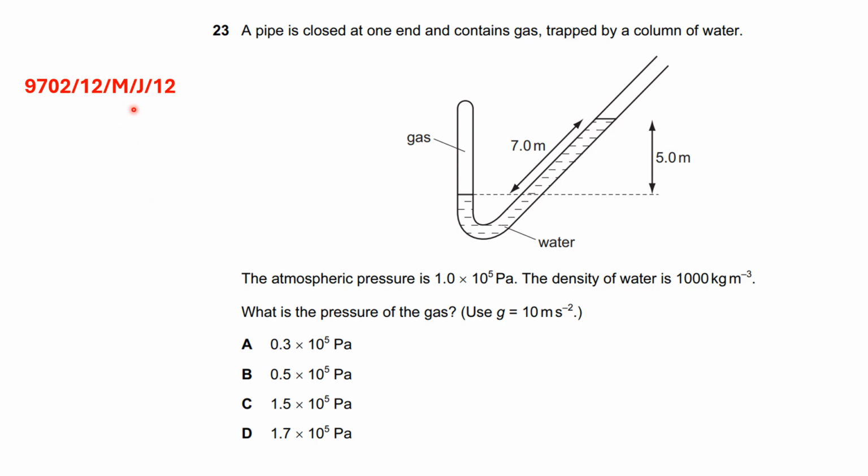This question is from May-June 2012, paper 12, question 23. A pipe is closed at one end and contains gas, trapped by a column of water. The atmospheric pressure is 1 times 10 to the 5 pascal. The density of the water is 1000 kilograms per cubic meter. And what is the pressure of the gas? In this case, it's asking to use g as 10 meters per second squared instead of 9.81.